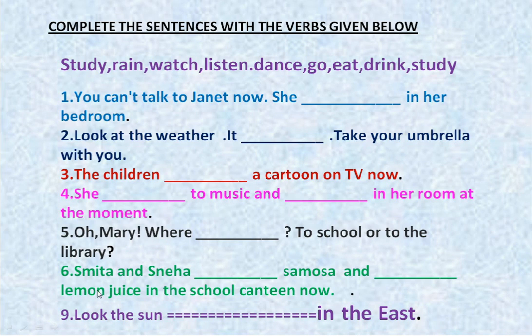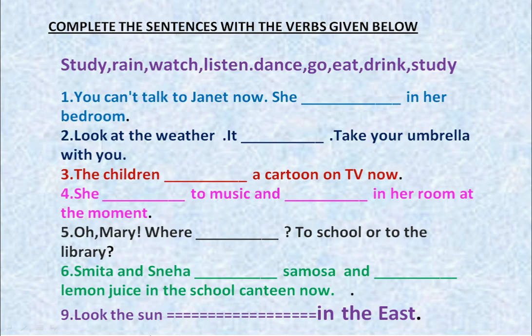School or library? Smita and Sneha taste samosa and taste lemon juice in the school canteen now. Smita and Sneha, plural form. The word now indicates that this sentence will be in present progressive tense. As Smita and Sneha are plural subject, what do you use? Are. So Smita and Sneha are. Samosa, eat. So Smita and Sneha are eating samosa and drinking lemon juice in the school canteen now.